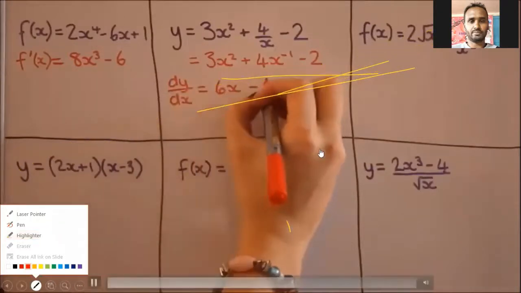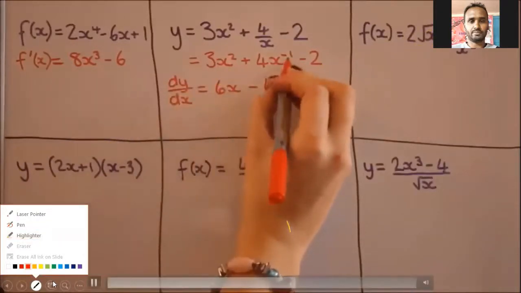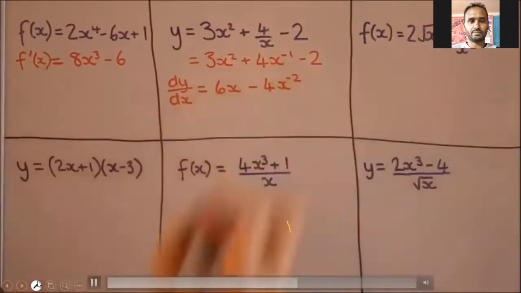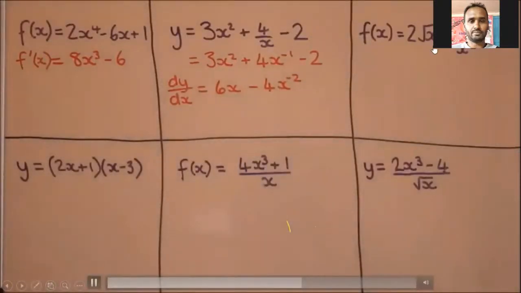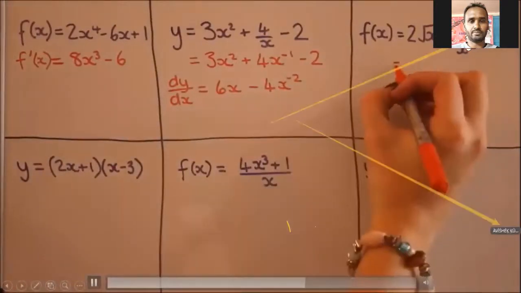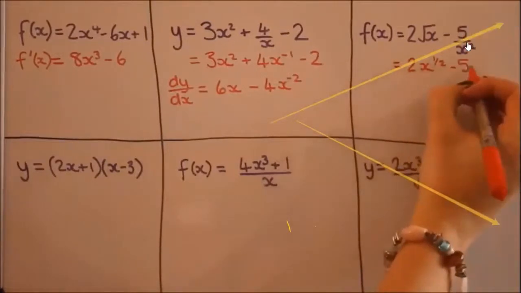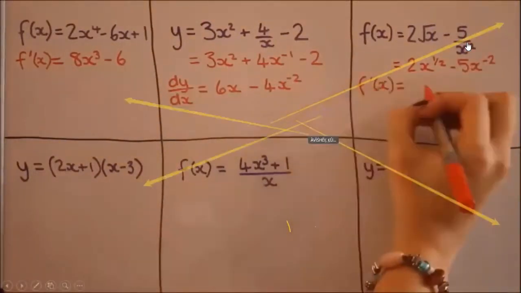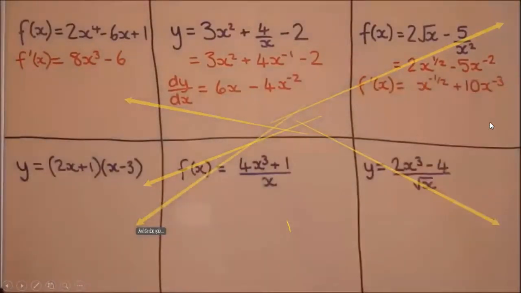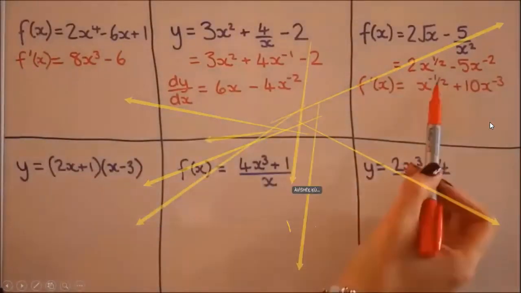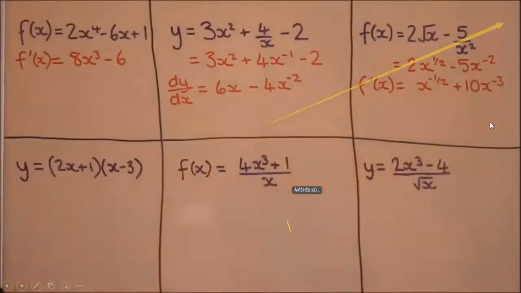Times -1 and 4 is -4. When you take one away from -1, you actually get -2. Watch out for that. Some people might be tempted to say it's 0, but it's not. Okay, let's carry on. This one needs to be written as powers as well. Got that one right? Just check you've got your powers okay and the fraction work is all right.